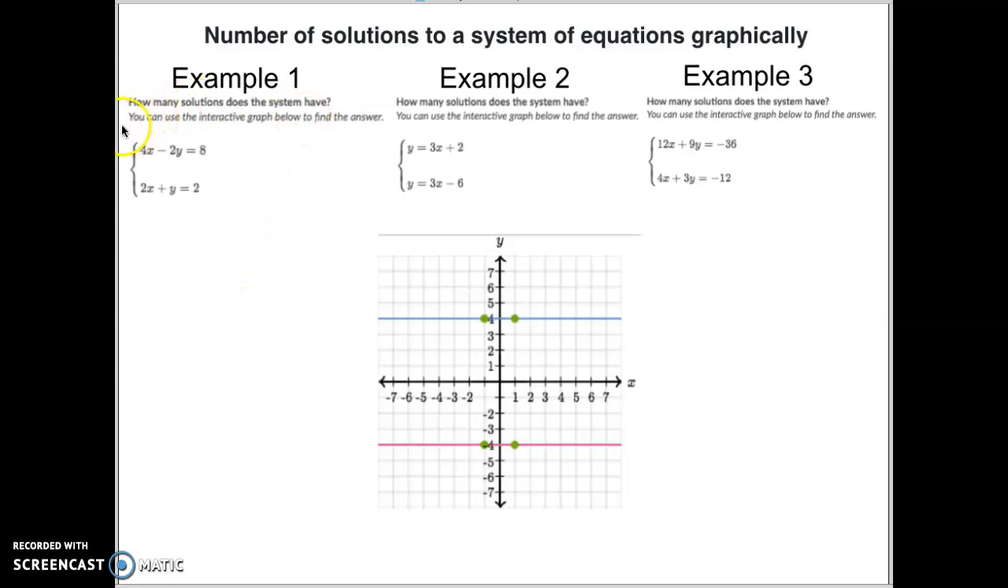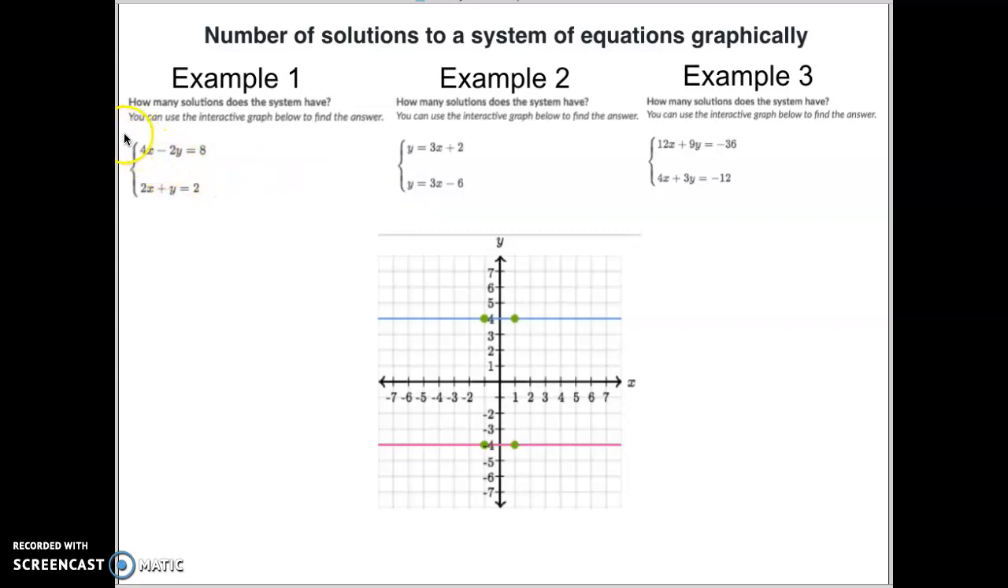Whenever you're given equations in this form, this form is called standard form. You'll notice the x's and the y's are on the same side of the equation, and they only have a number on the other side. Well, the fact is, when we're graphing, we don't want it in this form. We actually want it in y equals mx plus b form, like example number 2 is. So what that means is we have to solve for y, get y by itself.